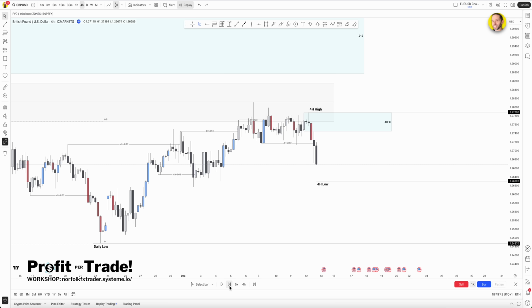Now again, let's just continue going forward. What we're looking for is the candle which creates a valid low. And that means waiting for a candle to close up above the previous candle's high.